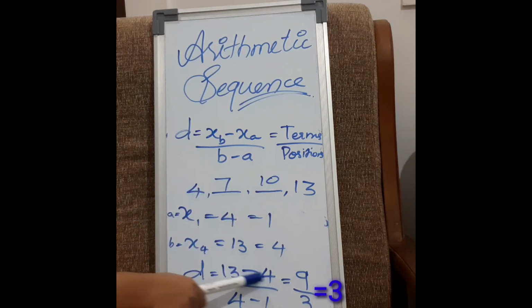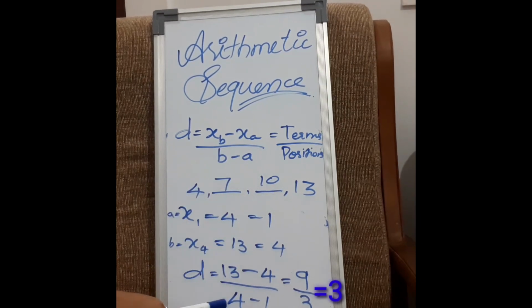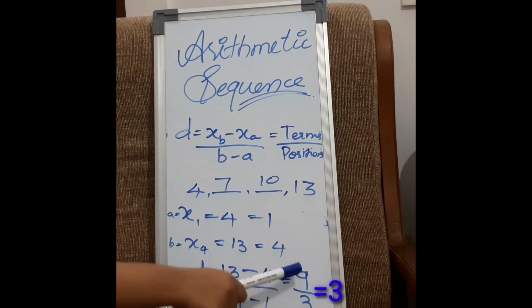So 13 minus 4 by the positions, that is 4, the fourth position minus 1, 4 minus 1. 13 minus 4 is equal to 9, 4 minus 1 is equal to 3, and 9 by 3 is equal to 3. We have got the common difference 3.